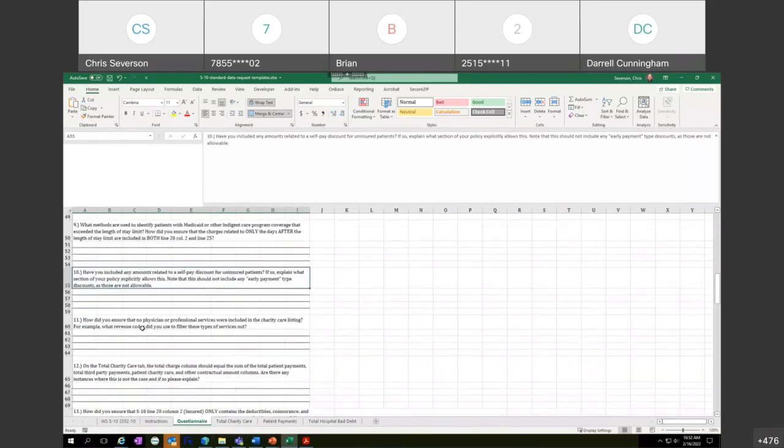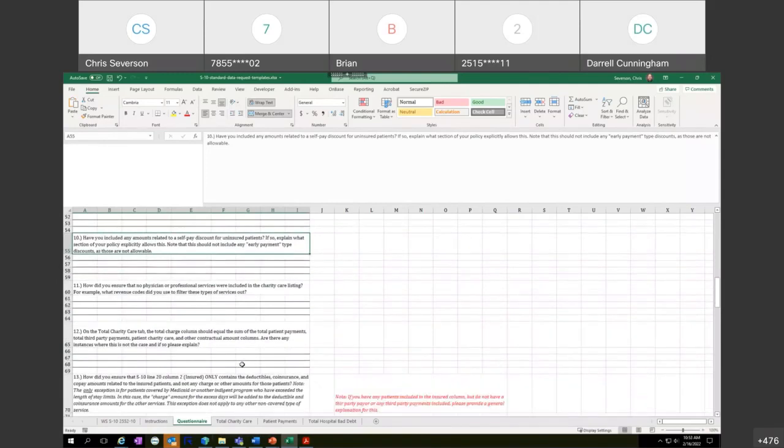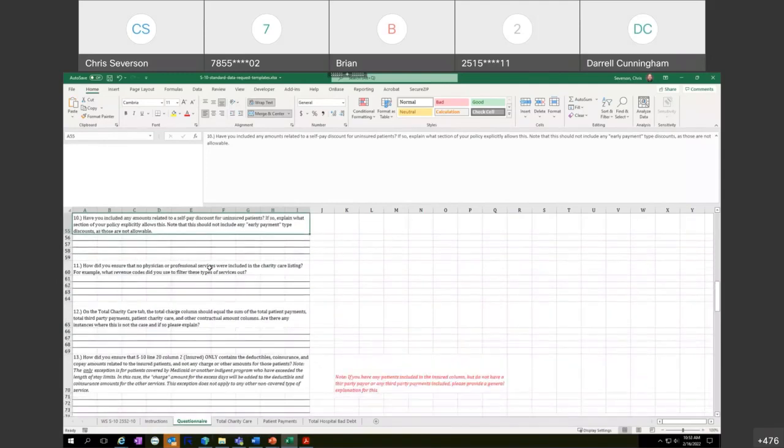How did you ensure there were no physician or professional services? All of those were the same. And here, number 12, this is the key thing. As far as duplicates, we take a look at that total charge column, and we expect that to be equal to or more than the sum of all those other component columns, the total patient payments, total third-party payments, charity care, other contractuals. The sum of those components can never exceed total charges. That makes no sense to have more components than you do a total.